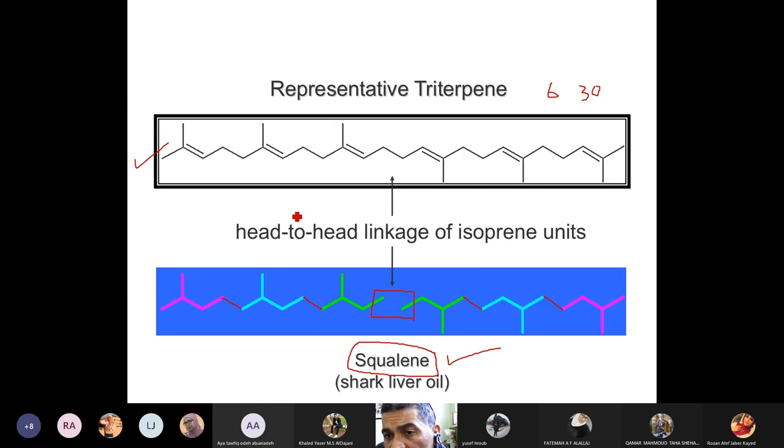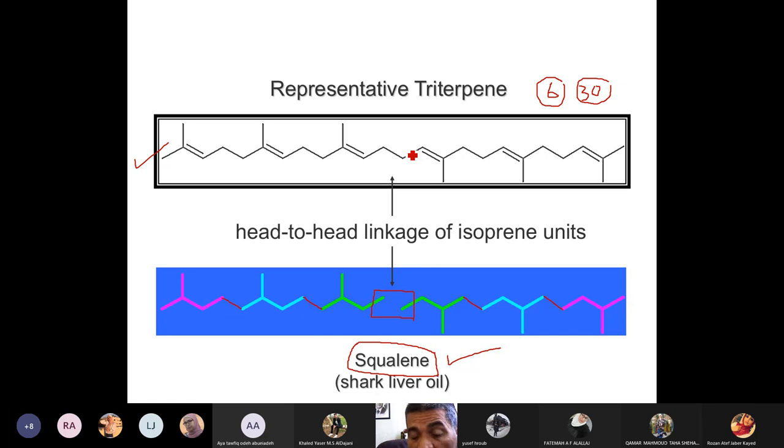Triterpenes: six units of the isoprene, 30 carbons. Here we have this compound, called squalene, which is found in shark liver oil. Usually it is the precursor for the biosynthesis of cholesterol in our body. And cholesterol is the precursor for the biosynthesis of all the steroids, sex hormones, bile acids, and so forth. So this compound is very important from this point of view.